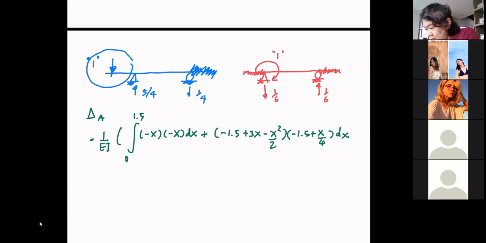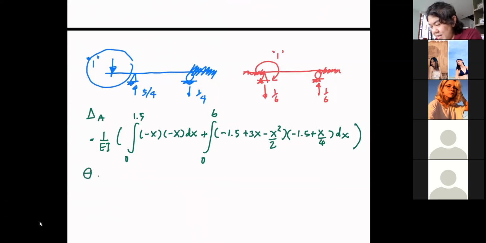Oops, forgot the integral, right? 0 to 6. And that's it, because the third term is 0. Okay. Now, is that a question? Let's move on to the second one now.